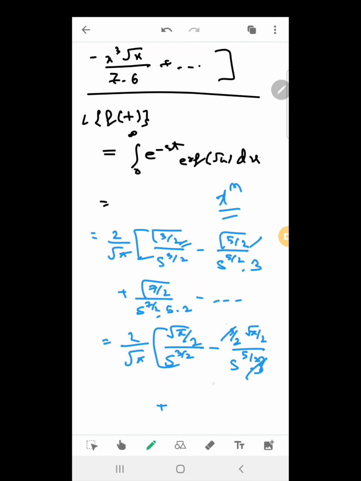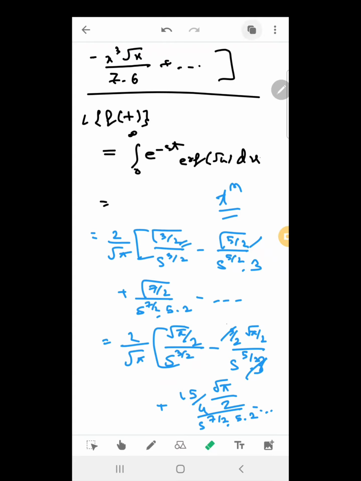Plus you have gamma of 7 over 2. Gamma of 7 over 2 is 5 over 2 times gamma of 5 over 2. So this actually becomes 15 over 8, I guess. 15 over 8. Okay, 5 over 2 times 3 over 2. Yes, 15 over 8, and here you have root pi. I have multiplied the 2 here actually, that's why it becomes this. So this can be written like this. This is better to write it like this. And at the bottom you have s to the power 7 over 2 times 5 times 2 and so on. Clear? So let me go to the next page.